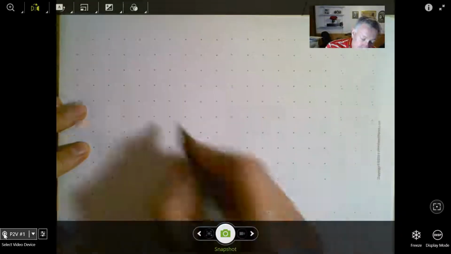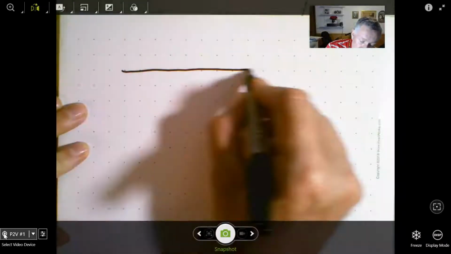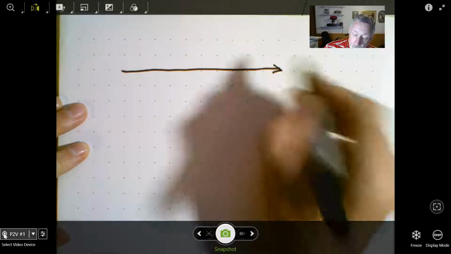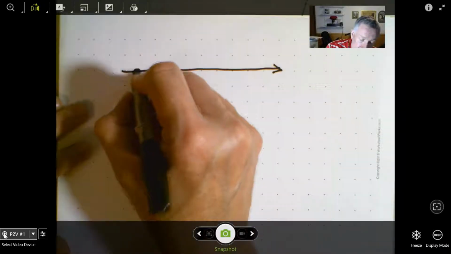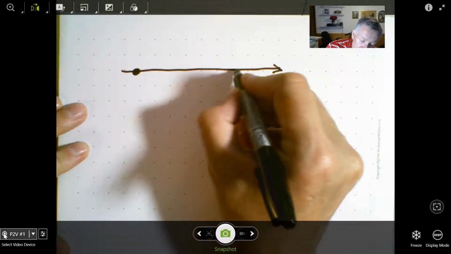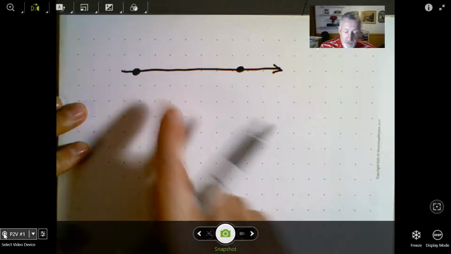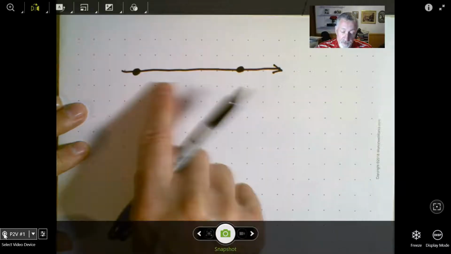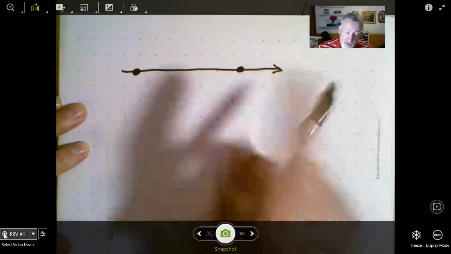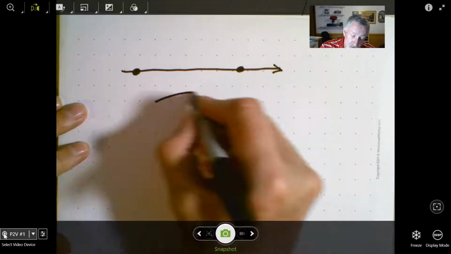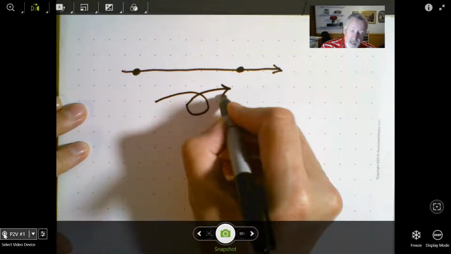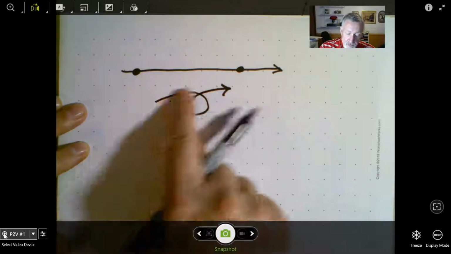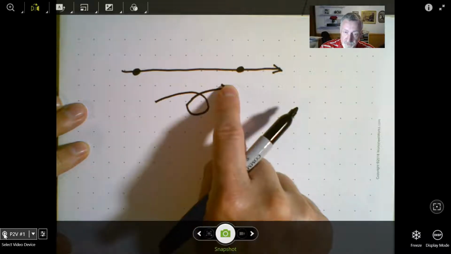The first one being one-dimensional measurement. One-dimensional measurement simply is something like a line. That line might go on forever, or it might have a starting point and an ending point. But when we measure the distance, it's just one dimension. Whether it's going in this direction, that direction, or whether your line takes a curve, you're still measuring one dimension.